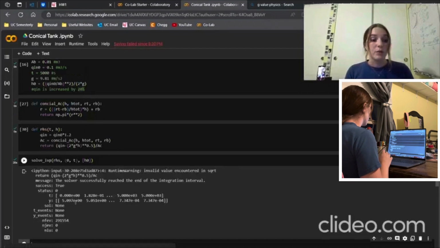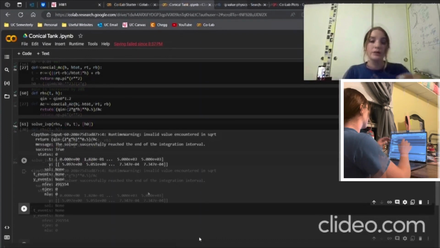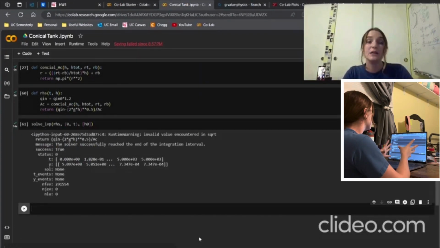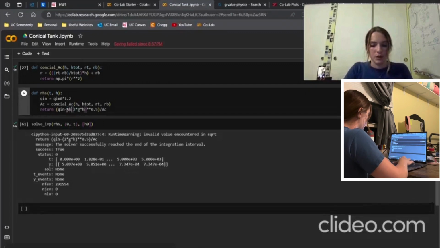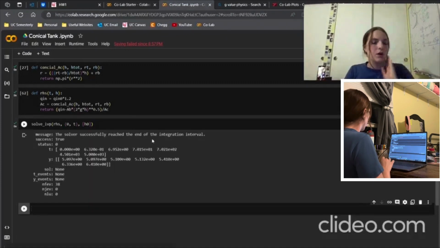So our solve IVP did work, and this is giving us our height value for all of these different times. Okay, so now we want to be able to find the height at any time. Actually, we have invalid value in our return term. Oh, we need to multiply this by our cross-sectional area at the bottom. Okay, so now our solve IVP is working good.